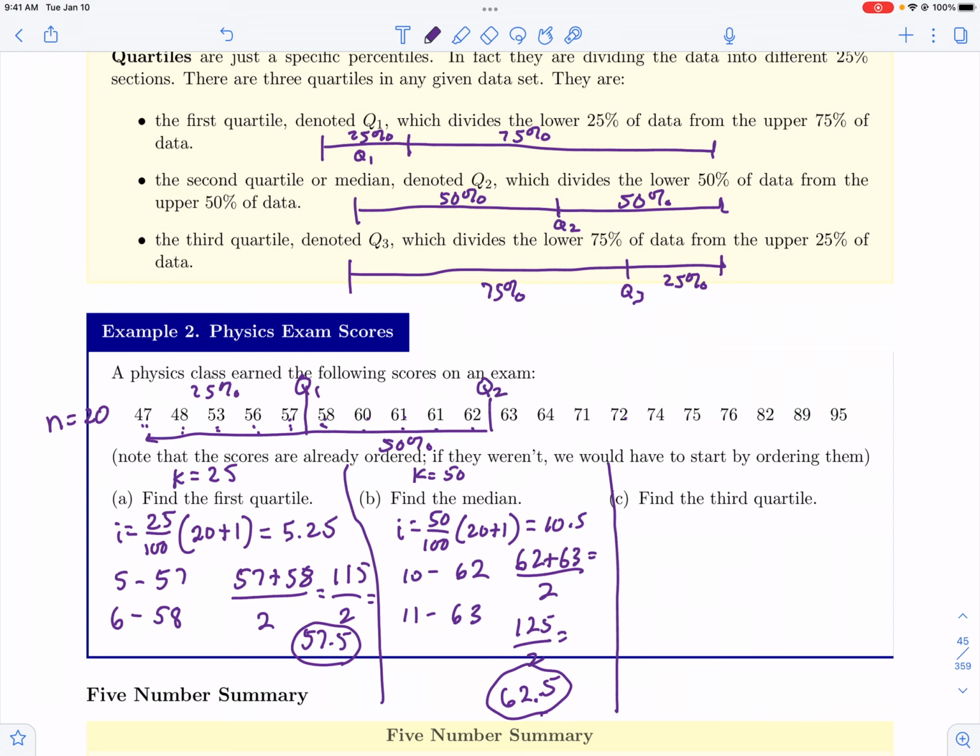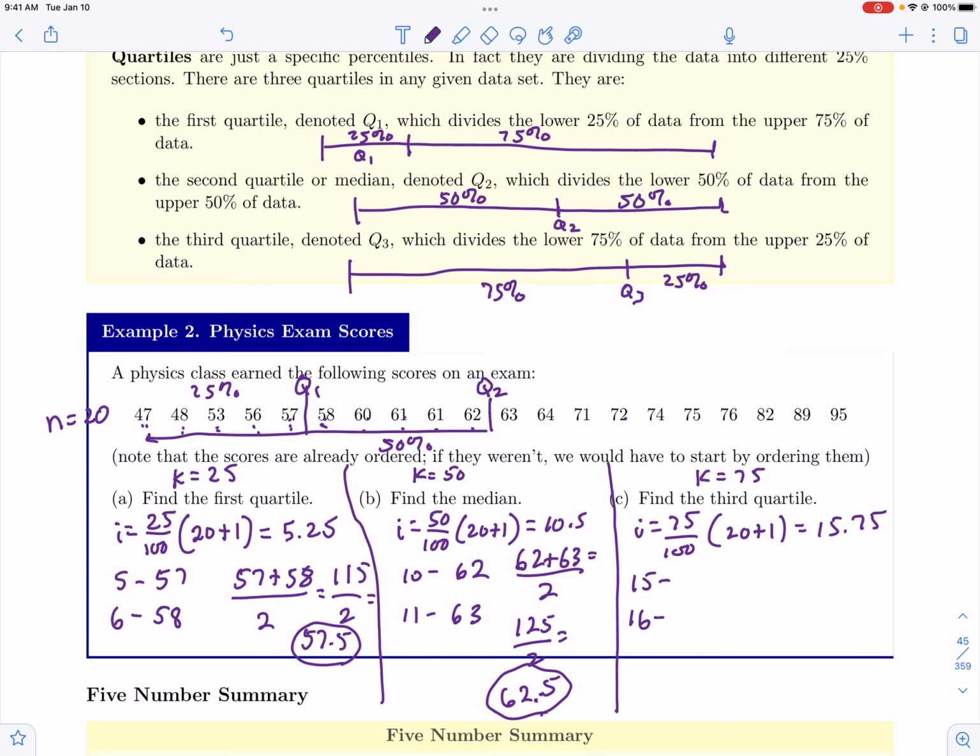There's our Q2. All right, so finally, third quartile. So we've got K equals 75. So again, let's calculate our index first. So throw this in the calculator. We get 15.75. So again, not a whole number. So we're going to have to round down and round up.